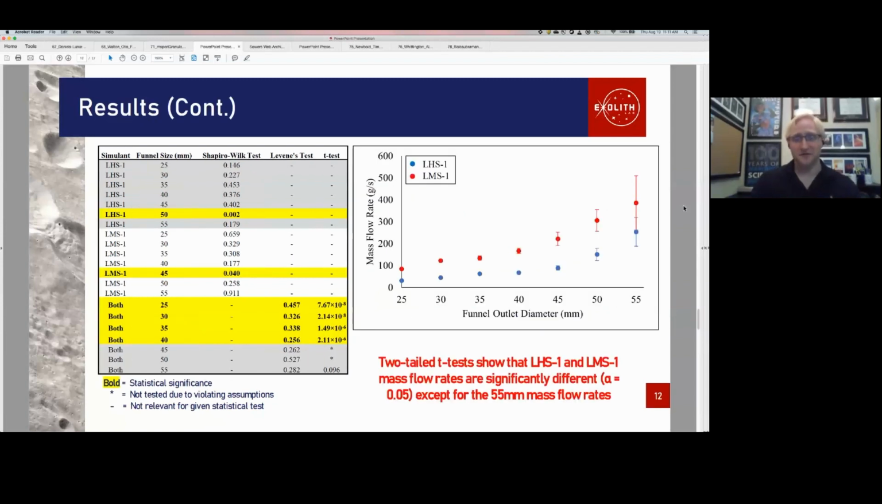So, just as a quick visual check, non-quantitative but still good to have as a gut check, I suppose, we have the same table on the left with a familiar plot of the average flow rates on the right. Again, LMS1 is in red and LHS1 is in blue. We can see here that the error bars for the 55 millimeter data have significant overlap. So at least to me, it makes a bit of sense that these are not significantly different when the rest that were tested, 25 through 40 millimeters, are significantly different. Next slide, please.